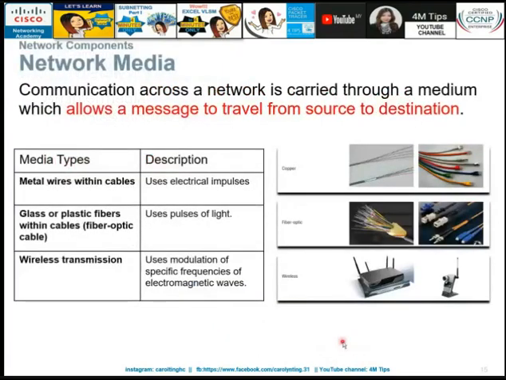Okay, next, we talk about the media. Network media is the one where we talk about cable, wired or wireless. You can use wire, you can use wireless. In this slide, it tells you that we have three types of media. The first one is if you use a cable, you use electrical impulses, like the one you have at home, where your computer is connected by cable to the router.